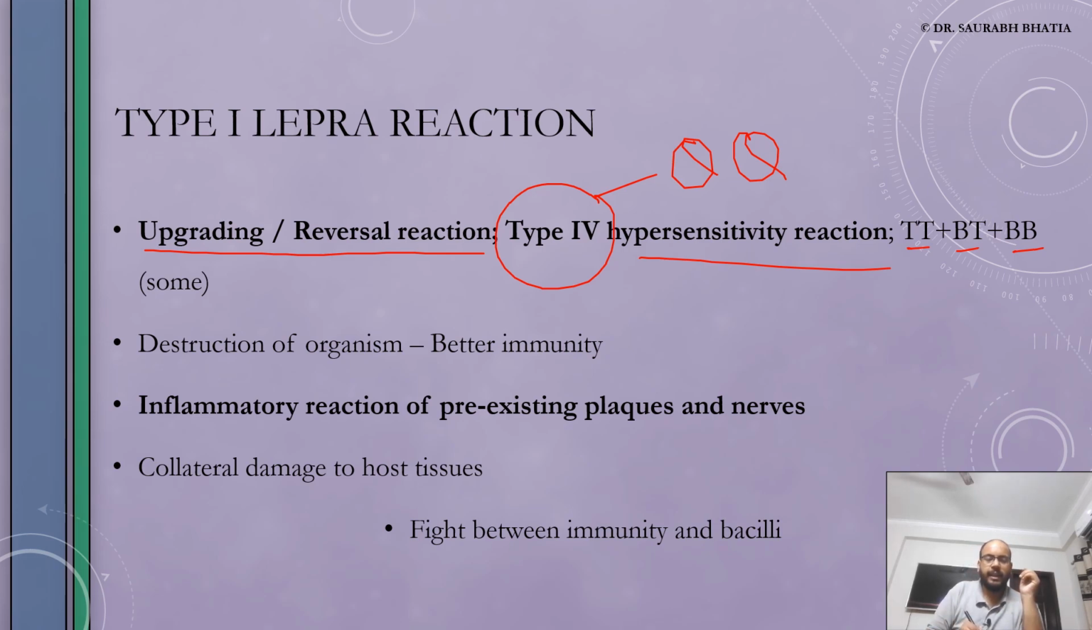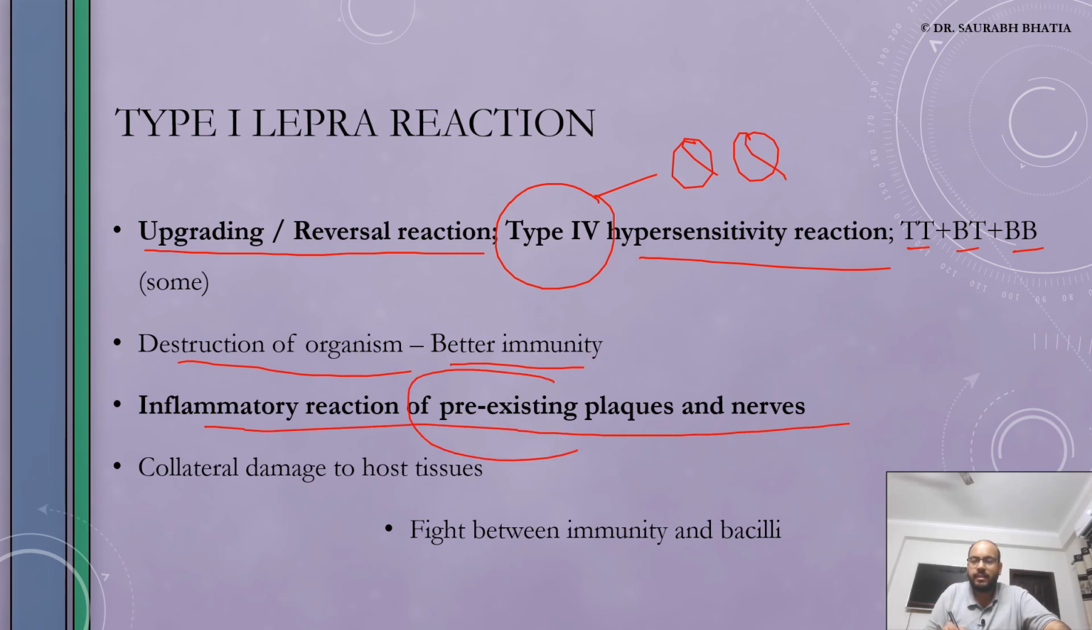In type 1 Lepra reaction, there is destruction of organism because the immunity is somehow able to contain the infection. There is inflammatory reaction of pre-existing plaques and nerves. Remember, pre-existing. Because in type 2 reaction or ENL, you see newer crops. While in type 1, there is destruction and neuritis of pre-existing plaques. And it is because of collateral damage to host tissues via immunity.